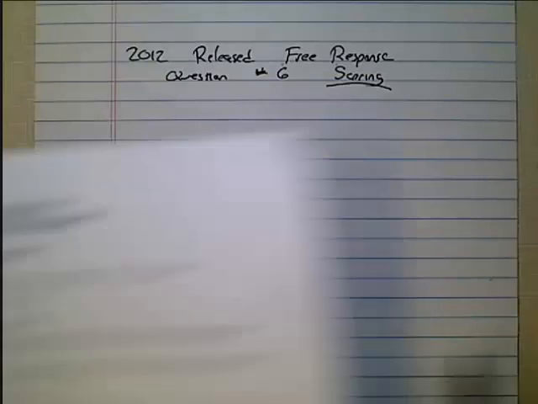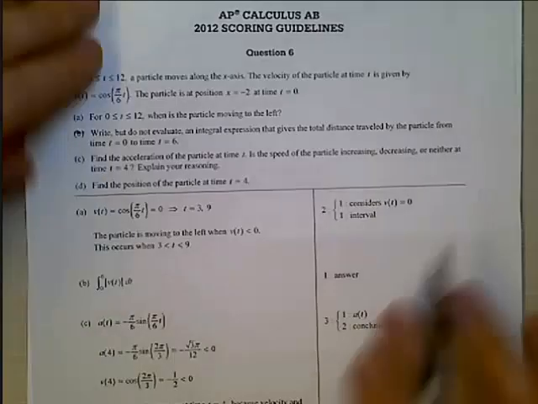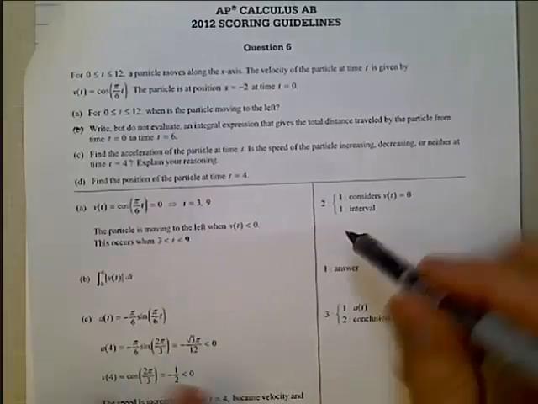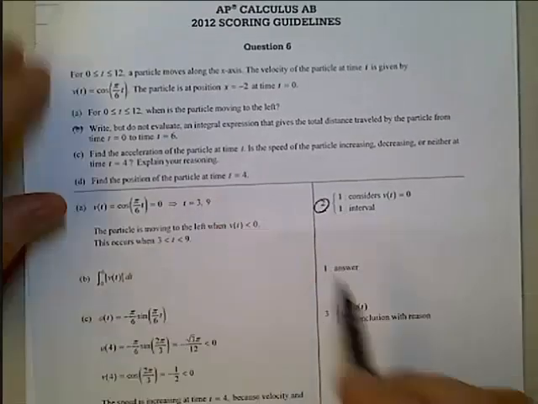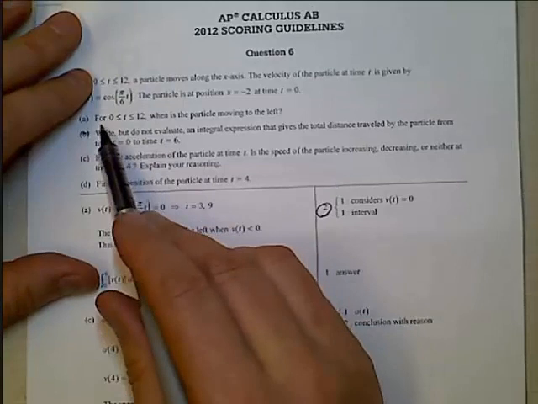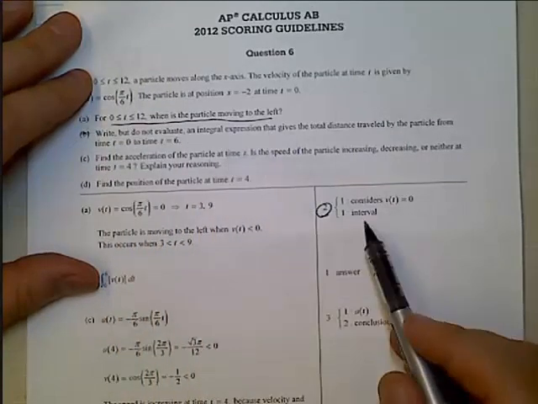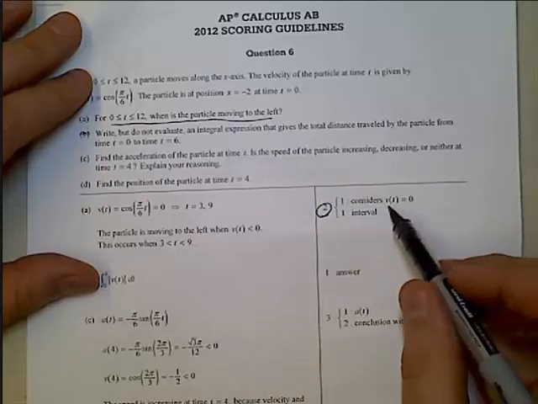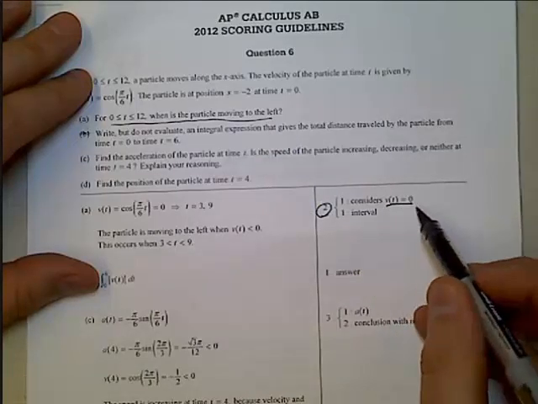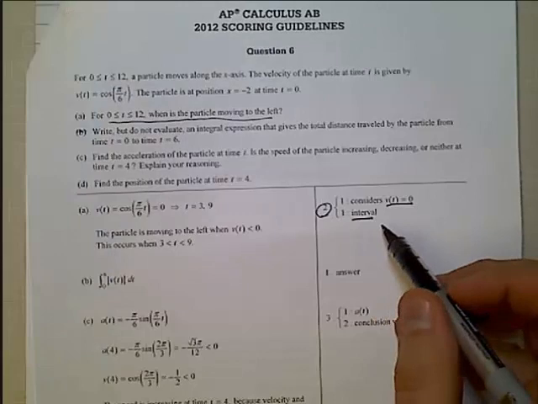So I'm looking at part A. And part A was a two-part question. And remember in part A, all we're supposed to answer is when is the particle moving to the left? That was worth 2 points. Our 2 points came from "considers v of t equals 0" and the interval, which is the answer.